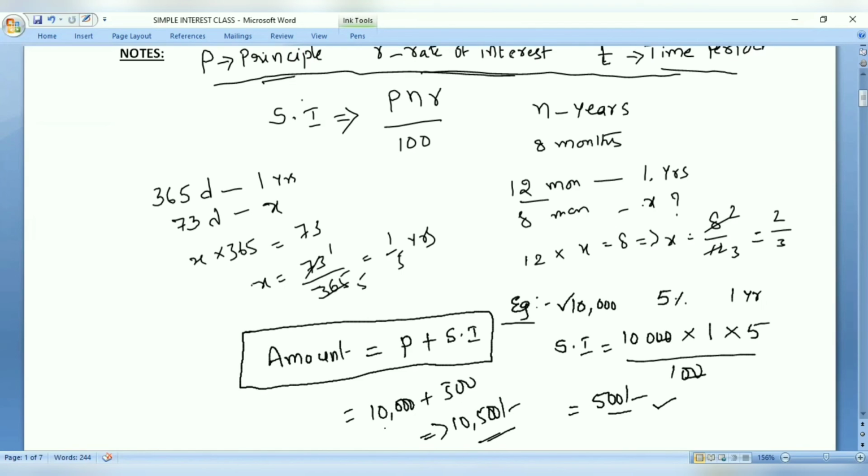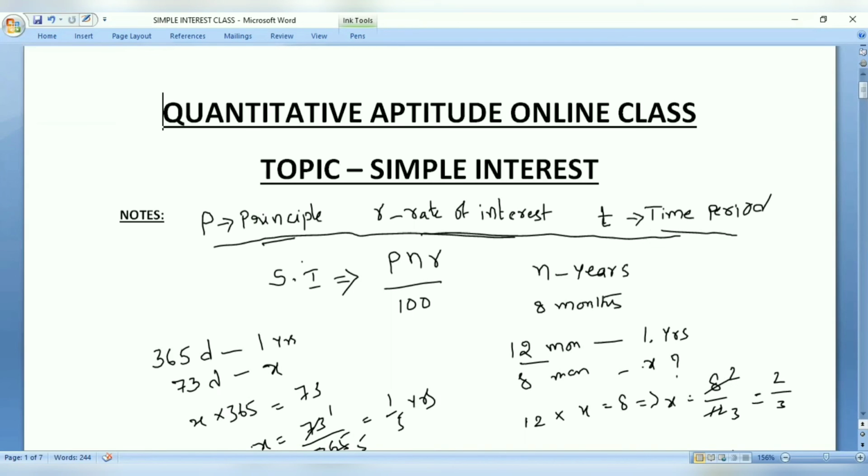Okay. So hope you have understood the concept of amount and interest. So interest that you earn on a principal is simple interest, and the amount means adding the simple interest that you earned to the principal will give you the actual amount that you receive. Okay, so amount is equal to principal plus interest is the formula for us. So we need to remember these concepts before we solve the questions. So with this concept, let us move on to solve the questions.